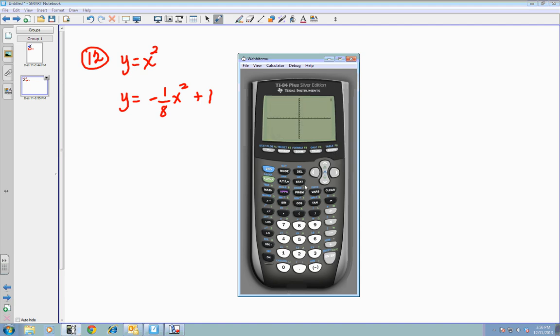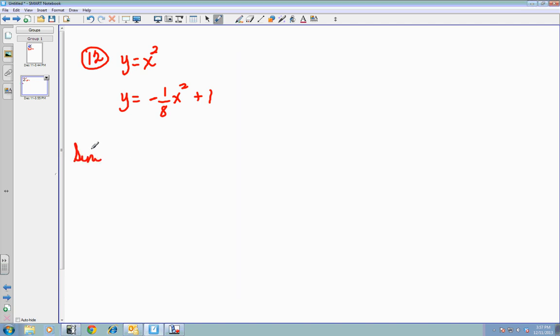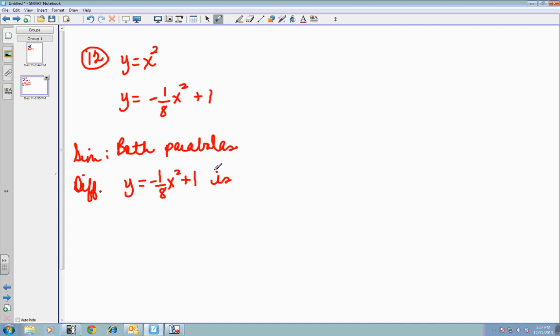Now I'm going to hit graph. There's my parent graph, and there's my second graph. Wow, there's a lot of differences. Really, the only similarity would be that they're both parabolas. So, similarities: both parabolas. You could actually put that on all of them, but if there is another similarity, put that instead. The differences: y equals -1/8 x squared plus 1 is pointing down. Instead of saying pointing down, let's say that it is reflected about the x-axis.